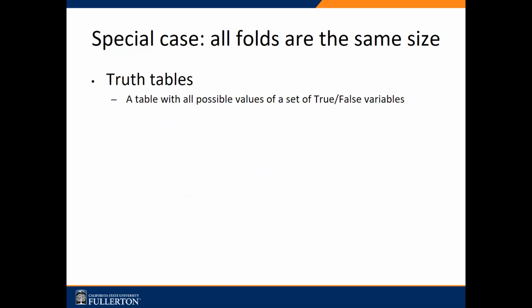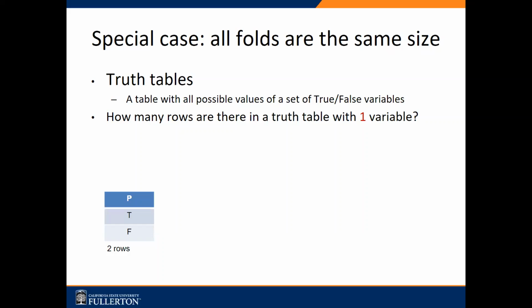Another place where we see folds of the same size is truth tables. A truth table lists all possible combinations of values that you can assign to a set of true or false variables. So how many rows are there in the truth table with one variable? Well, the truth table looks like this. And since the single variable can be either true or false, there are 2 rows. Now let's look at a truth table with 2 variables.